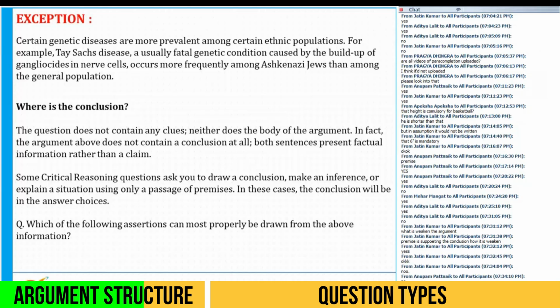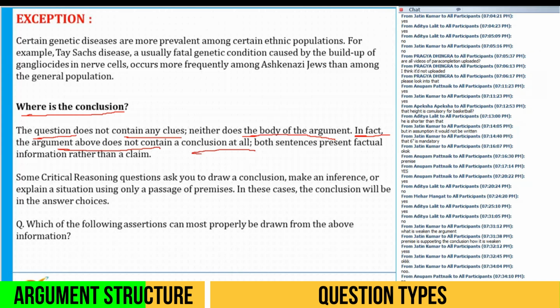Now the question is, where is the conclusion? The question does not contain any clue, neither does the body of the argument. In fact, the argument does not contain a conclusion at all. There's no conclusion here. So there would be some critical reasoning questions.